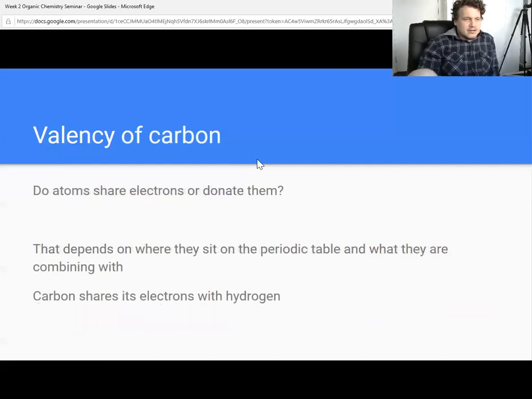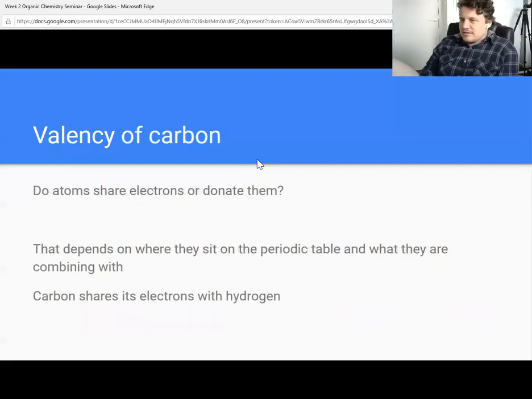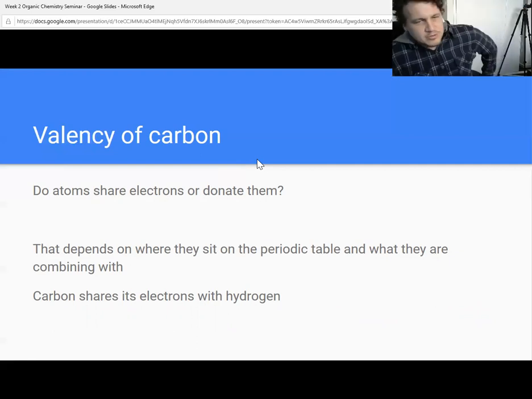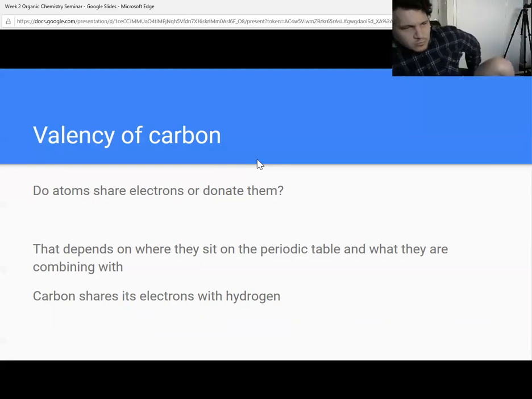So carbon, that's what we're talking about, is in group 4. It has 4 valence electrons. Generally, for the purpose of this course, it will create covalent bonds with hydrogen, with nitrogen. Sometimes carbon can form bonds with hydrogen and nitrogen to form cyanide, hydrogen cyanide.